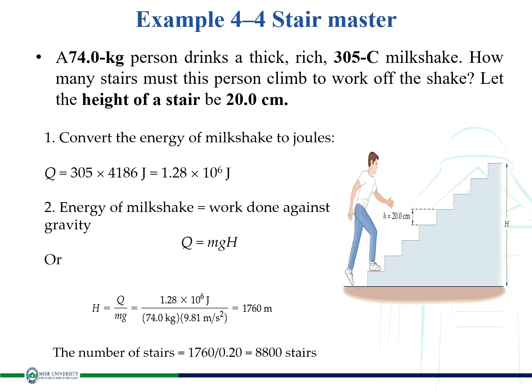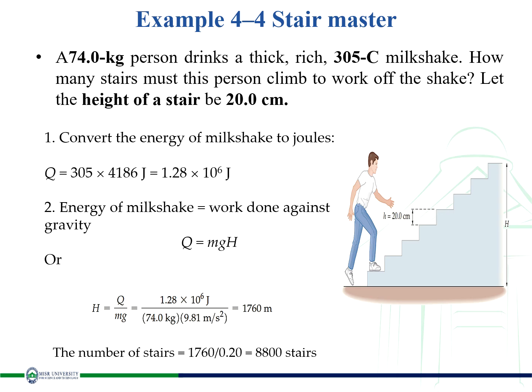We know the energy, Q, from the milkshake, the person's mass, m, and g. We need to find the total height, h, this person must climb. Rearranging the formula, h equals Q divided by mg. Plugging in our values, h equals 1.28 × 10^6 J, divided by 74.0 kilograms times 9.81 m/s². Calculating this, we find h equals 1760 meters. Now, that's the total height this person needs to climb.